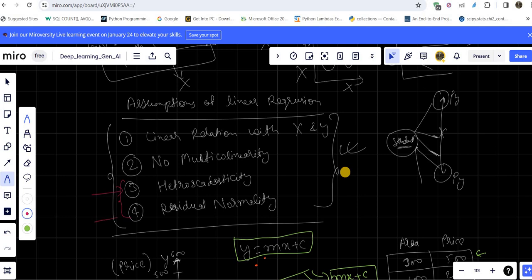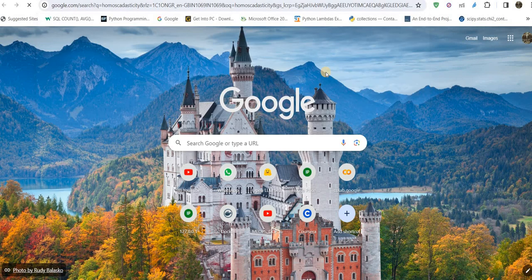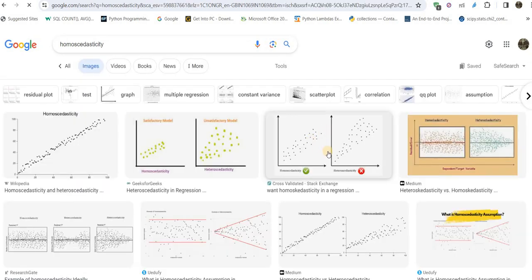The heteroscedasticity. There are two things: homoscedasticity and heteroscedasticity. I will not cover these right now; you guys will not understand these two. Once we build it in the hands-on, I will show you what these two are. You can easily find it on Google. Homoscedasticity. If I show you the images, they will look like this. So this is one of the assumptions, and we will see this. Okay, that is why we use it. Okay guys.